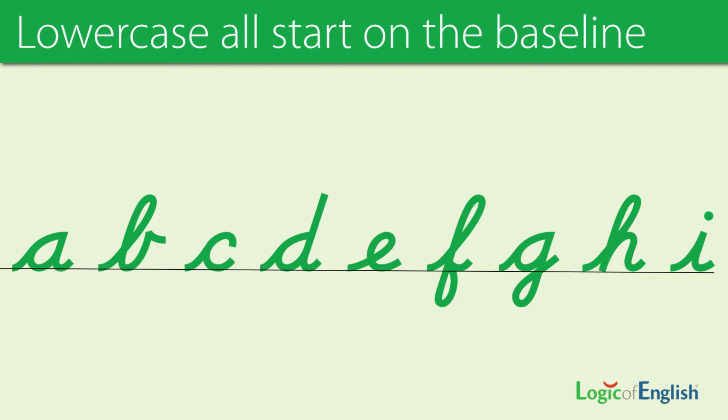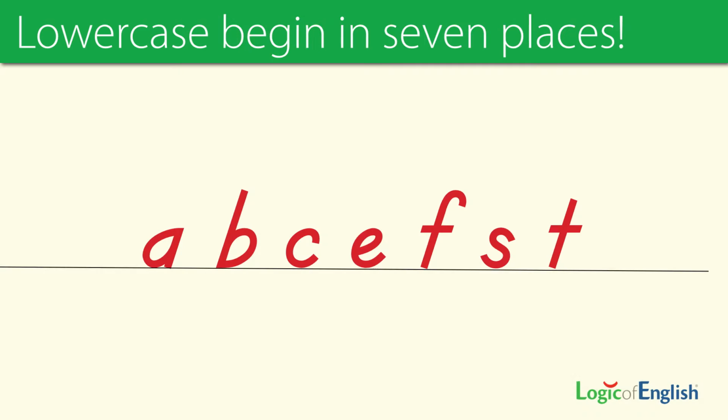In cursive, all of the lowercase letters begin in one place on the baseline. At least if you use our Rhythm of Handwriting program, that's true. If you begin with manuscript, they begin in 7 different places. So when you begin with lowercase letters, you always have to start at the midline, start at the top line, start halfway between the midline and the baseline, and so forth.